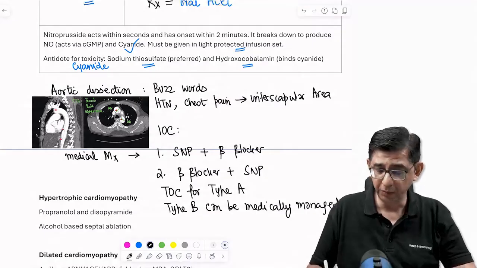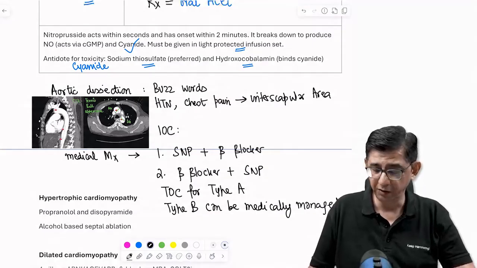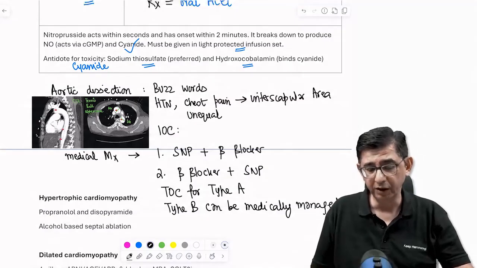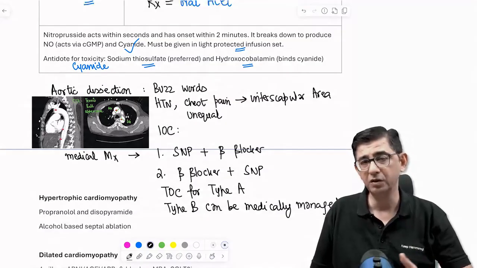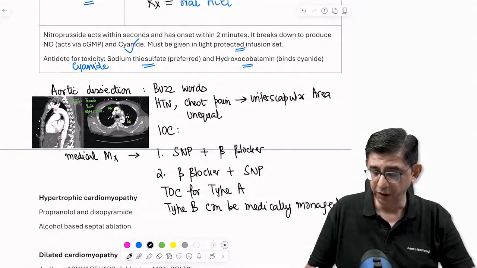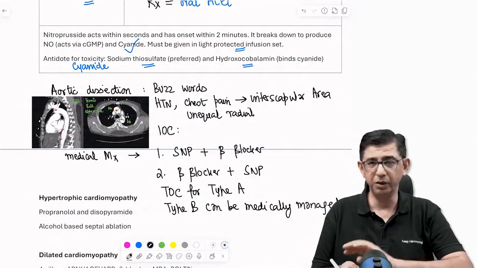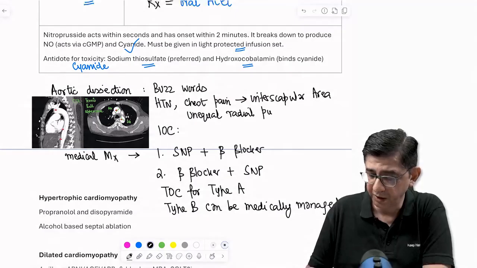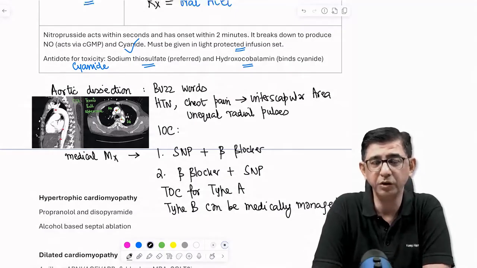But the next word would be an examination finding that would be given here, where he will say unequal radial pulses. The reason for that is the tear in the ascending aorta can go and involve the subclavian arteries also. So if you read about unequal radial pulses, normally the radial artery impulses on both sides would be equal, but unequal radial pulses imply that there is a complication of hypertension.